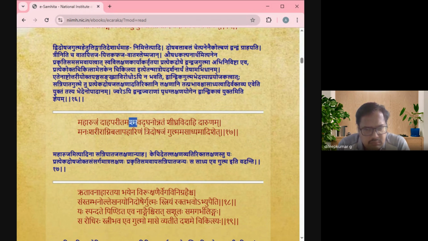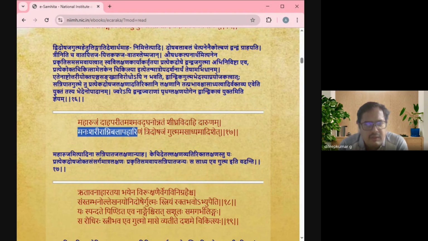Ashmavad Ganonnatam, literally like a hard stony swelling. Shigra Vidahi, severe suppuration, sudden suppuration. Darunam, very chronic. It takes away the strength of the manas, the Sharira, the body, Agni, Bala. So that Tridoshaja Gulma is Asadhya.